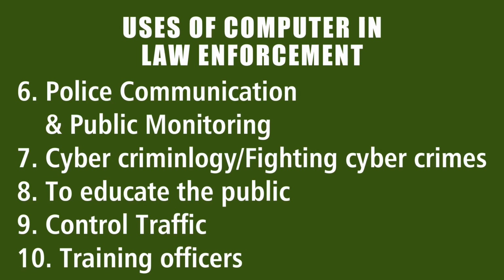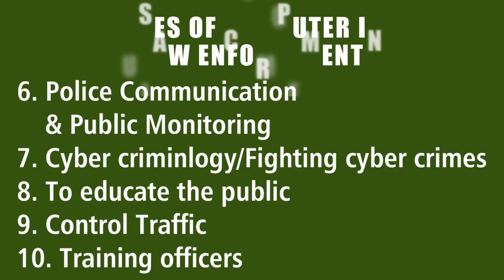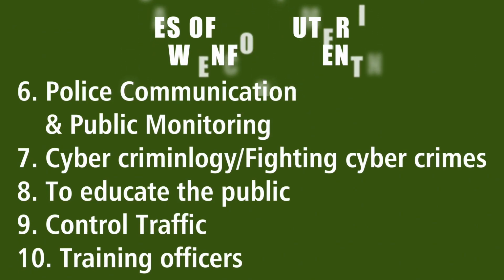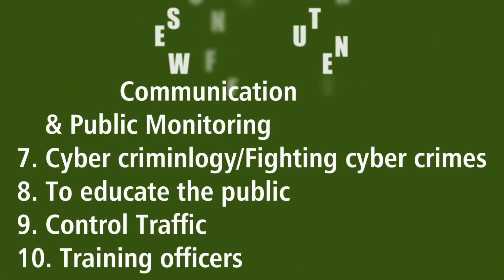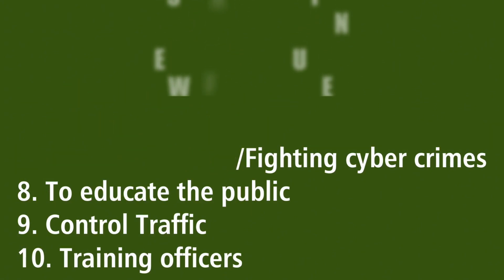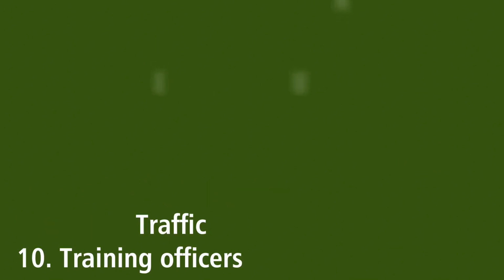Number 10. Training officers. Computers are used to train officers before they graduate. A good example is using computers to track down illegal activities such as drug and weapon trafficking. This means that police officers are trained to catch drug lords and weapon traffickers on the internet.